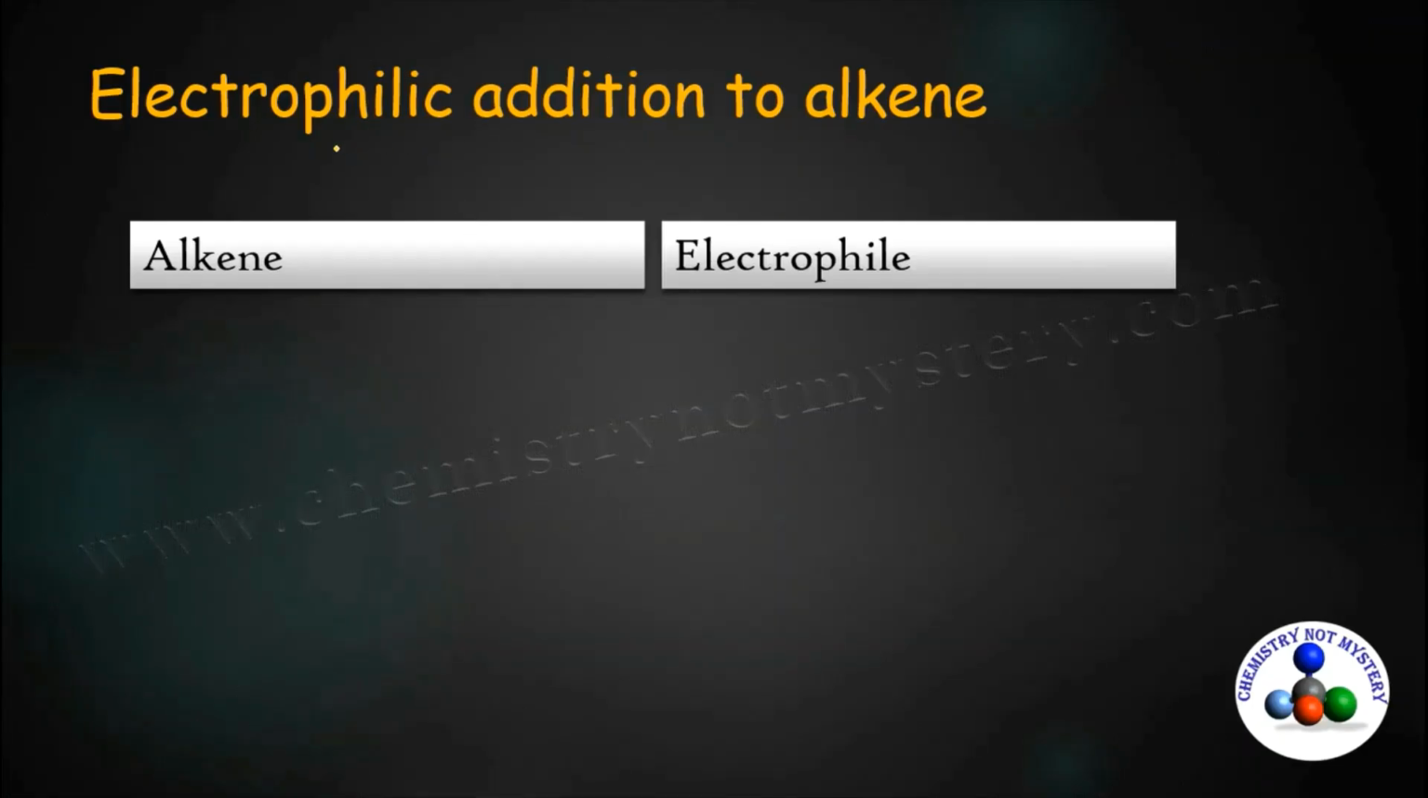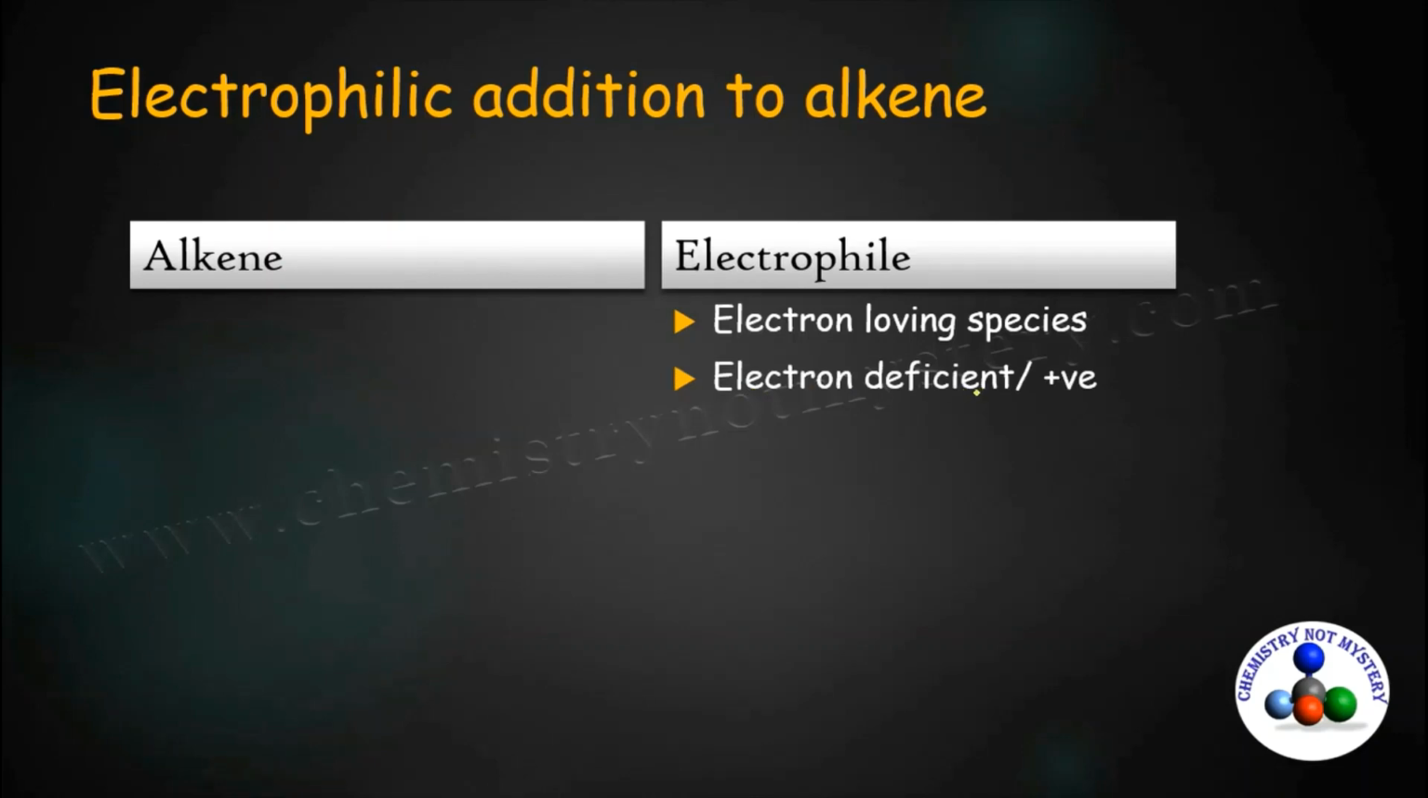Today we are going to discuss electrophilic addition to alkene. First of all, try to understand what is electrophile. Electrophile is electron-loving species. It can be electron deficient or positively charged species. Now come to alkene. Alkene is a hydrocarbon that contains carbon-carbon double bond.